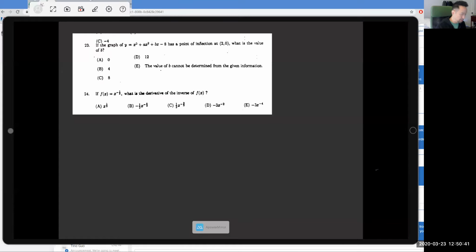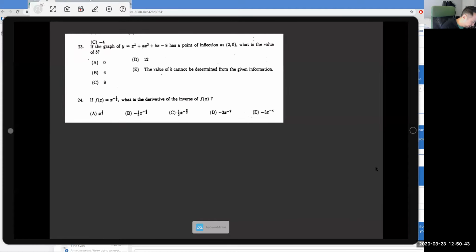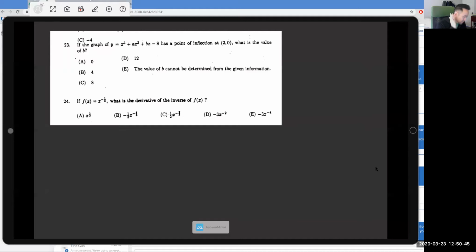Okay, so continue on for number 23. If the graph of this has a point of inflection at (2, 0), what's the value of b? Okay, so point of inflection sounds like we have to find y double prime, right? The second derivative.